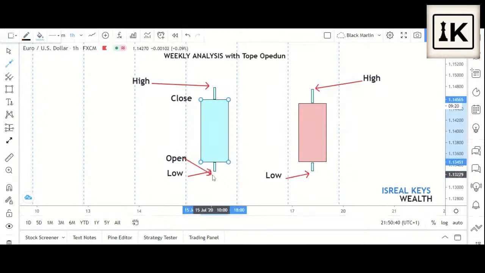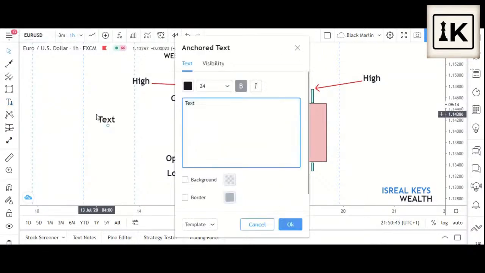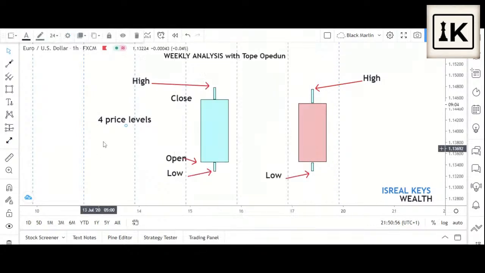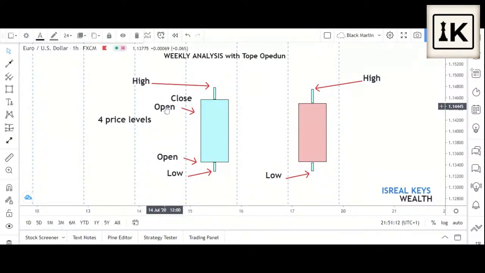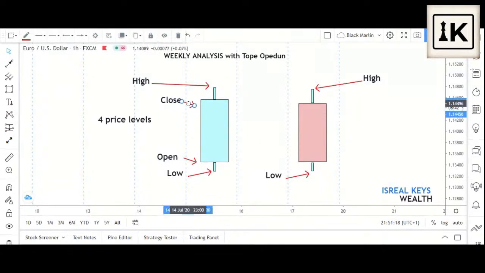So now your candle always has 4 points, 4 price levels. The 4 price levels are: you got the open, you got the close, you got the high and the low. You can repeat this to yourself wherever you are.